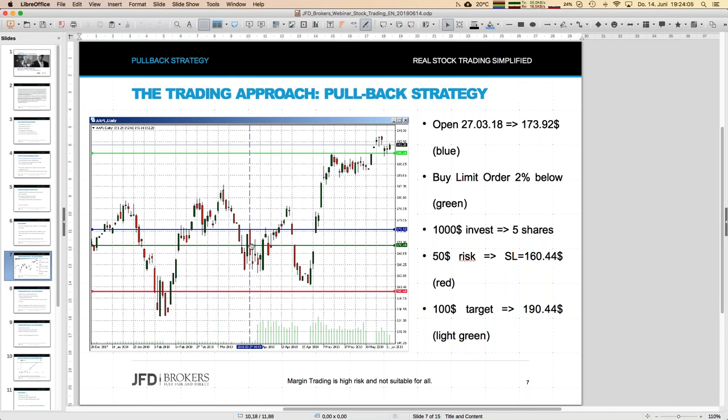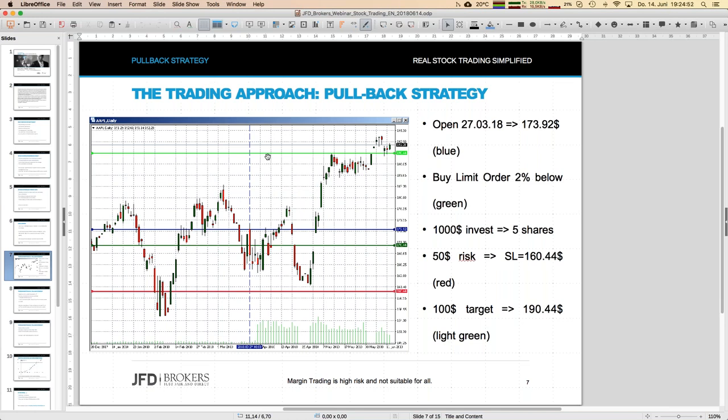So now we have our 5 shares. We have a stop loss at 160, and now it goes further. We wait. In the first kind of strategy, we will immediately go to the next step, but we could wait until the end of the trade. In this case, I place a take profit level, a target, and my target here is $100. That translates, if I buy 5 shares, to a target of 190. So there's a take profit.